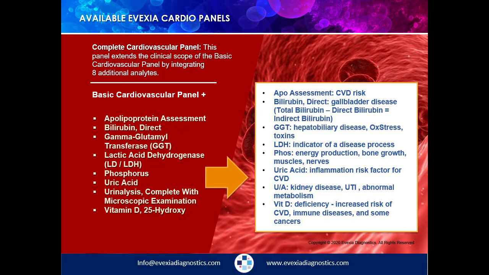So aside from the analytes I just mentioned that are included in the basic cardiovascular panel, this panel adds an additional 8 biomarkers pertinent to cardiovascular health. And they're going to include the apolipoprotein assessment, direct bilirubin, gamma-glutamyl transferase, lactic acid dehydrogenase, phosphorus, uric acid, the urinalysis with microscopy, and vitamin D 25 hydroxy. So let's review these. The apolipoprotein assessment assesses both the alpha and beta apolipoproteins.